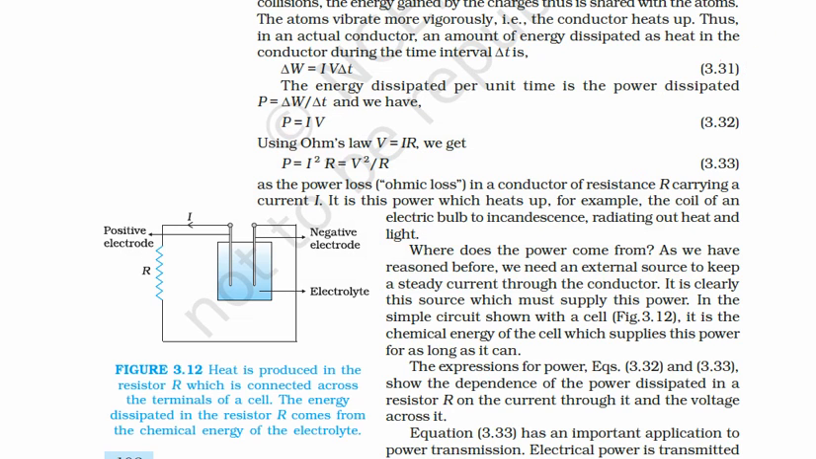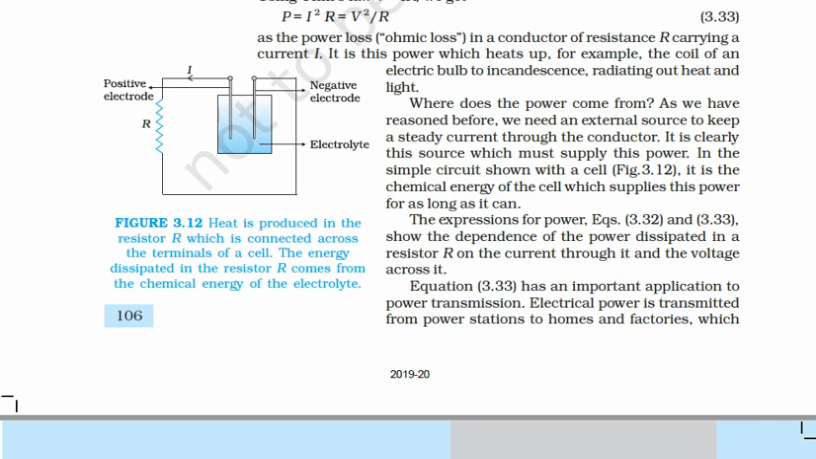Now, since this energy is dissipated as heat, where does this energy come from? The energy will come from an external source like this battery. Since this power loss is ohmic in behavior, we call this power loss ohmic loss also. Ohmic loss in a conductor of resistance R carrying current I. It is called ohmic loss because it follows Ohm's law. We have used V is equal to IR in these forms. So this power loss is also ohmic loss because we used Ohm's law.